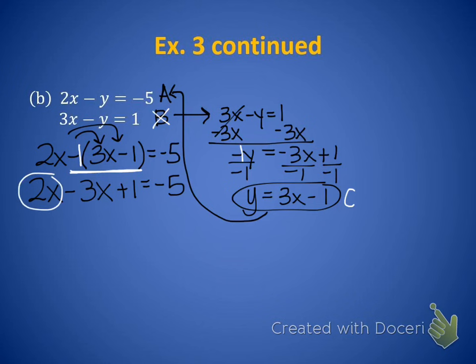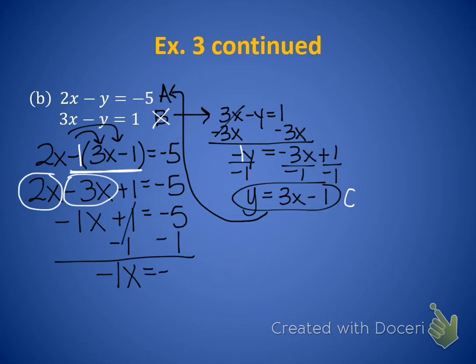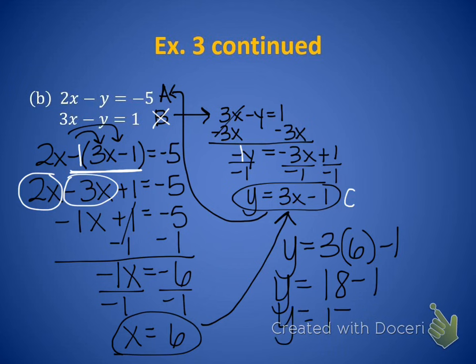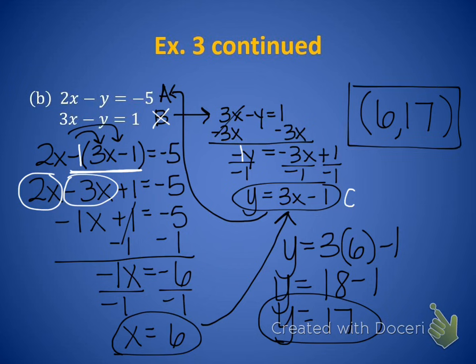Combining my like terms means I'm combining 2x and negative 3x. That's negative 1x plus 1 equals negative 5. I'm moving the 1, so I'm subtracting it from both sides. Negative 5 minus 1 is negative 6, and I am dividing both sides by negative 1. So x equals 6. Circle, don't box. Remember, once I've solved for the variable that I chose, I'm plugging it back into equation C. So y equals 3 times 6 minus 1. So y equals 18 minus 1. So y equals 17. My final answer is my ordered pair 6, 17. And again, if you would like to check it, feel free.